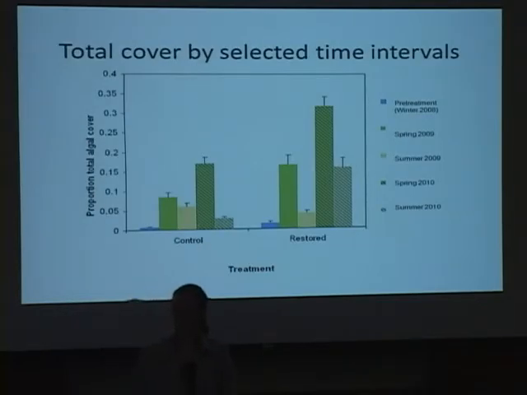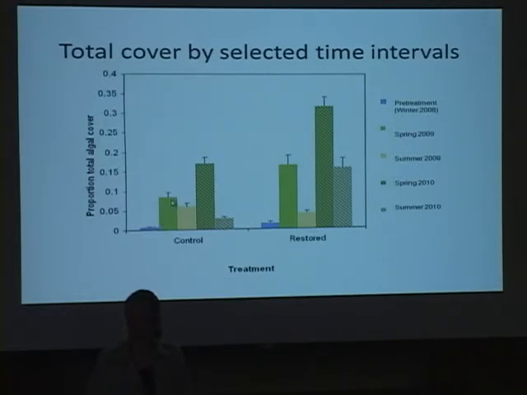And then finally, we looked at the total cover by selected time intervals. So we picked out those specific peaks in April and May, and we wanted to compare the control versus the restored. These are the two treatments, the control and the restored, and we have 5 time steps instead of using all 14 that we had. The greens are showing springtime 2009 and then 2010, and these orange colors are showing the summers, and then this was the pre-treatment.